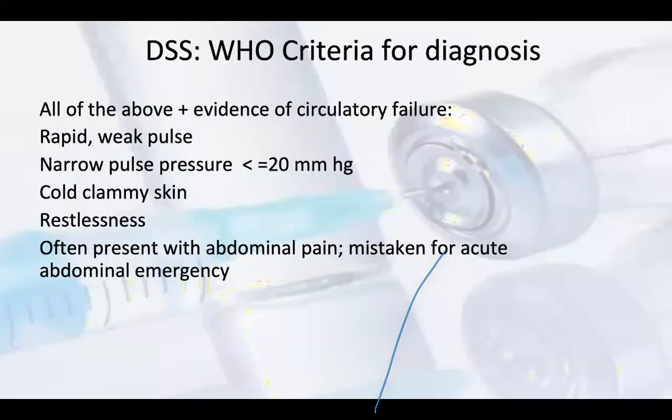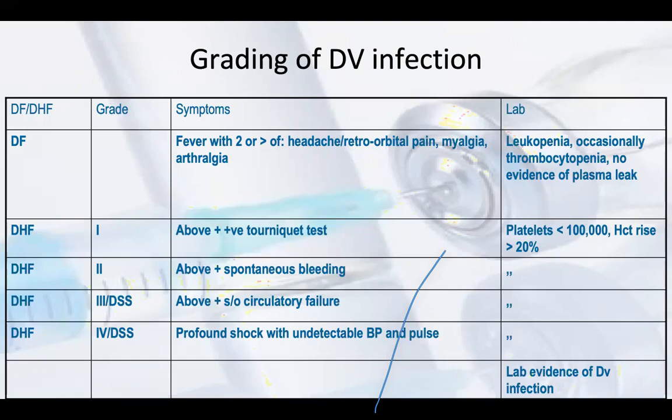Shock is there, with all of the above plus evidence of circulatory failure: rapid weak pulse, narrow pulse pressure, cold clammy skin, restlessness. Patients often present with abdominal pain, mistaken for an acute abdominal emergency. Further grading of dengue virus infection follows.